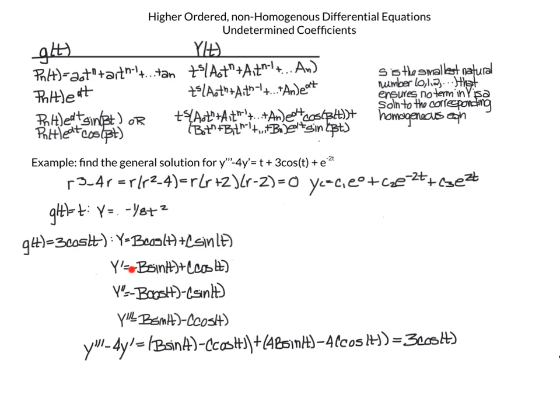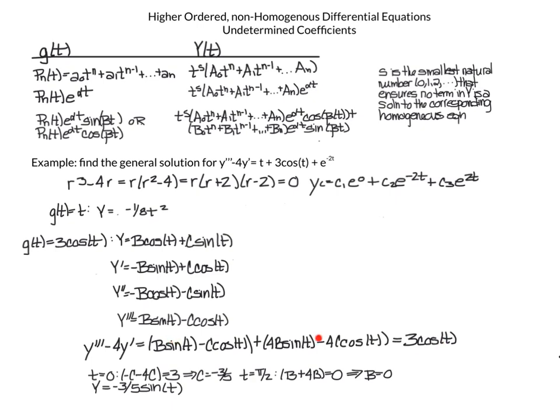Now we can take y prime, y double prime, and y triple prime, and then plug it into our differential equation. And here we have our y triple prime minus our y prime over here. And that gives us 3 cosine of t, and we equal that to 3 cosine of t. Now that we have the left-hand side equal to this right-hand side, we could group our sines together, see that there's no sines here, and say that this is equal to 0. We could group our cosines together and say they should equal 3 cosine of t.